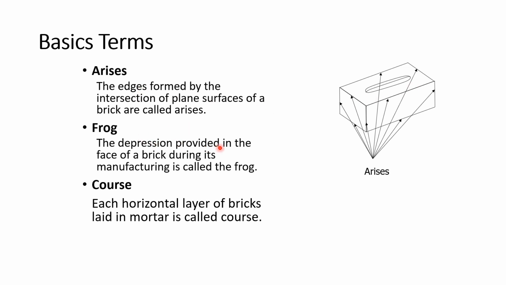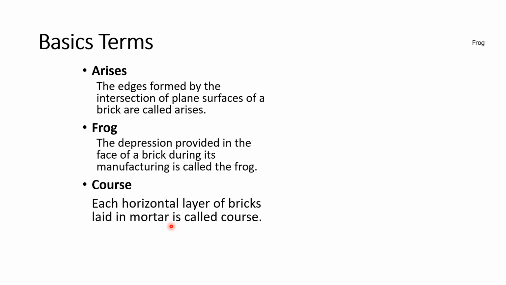Frog. The depression provided in the face of brick during its manufacturing is called frog. This depression may be present on one side of the brick. Mostly the manufacturer or the industry person provides their brand mark in that depression. That depression is called frog. Courses. Each horizontal layer of brick laid in cement mortar is called course. That is frog.